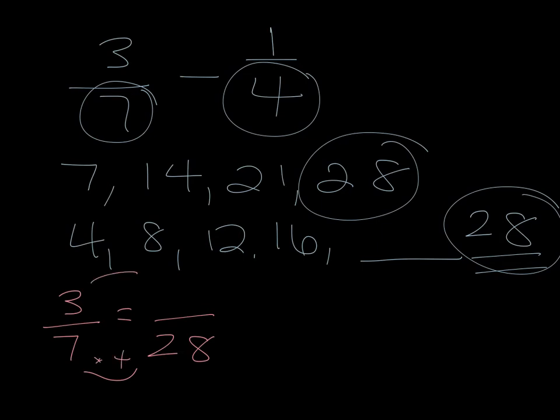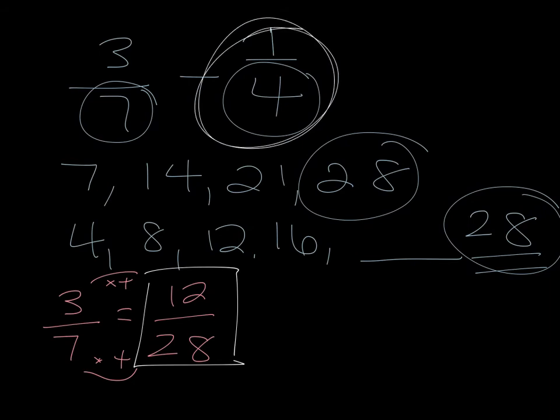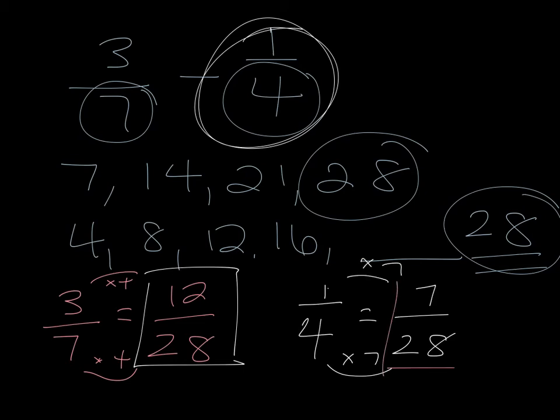Whatever we do to the bottom, we do to the top. 3 times 4 is 12. My new fraction for 3/7 is 12 over 28. And then we take the second fraction, which is 1/4, and change that into something over 28. How many times does 4 go into 28? Goes in 7 times. 4 times 7 is 28. Whatever I do to the bottom, I do to the top. And that's my new fraction for 1/4. So now I have 12/28 minus 7/28.